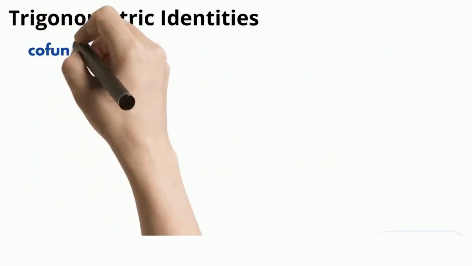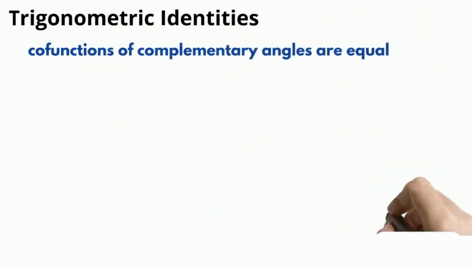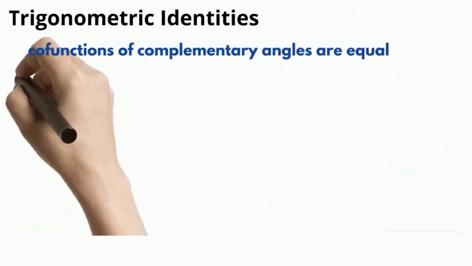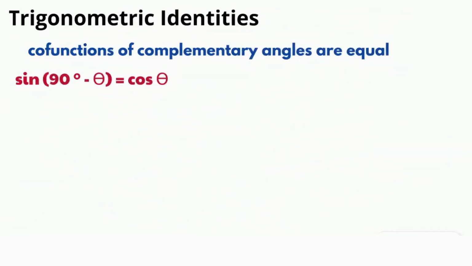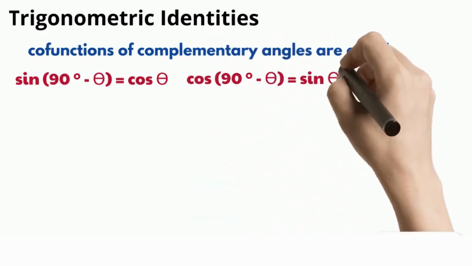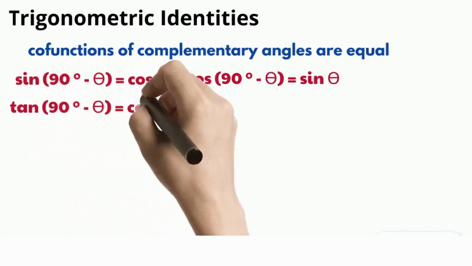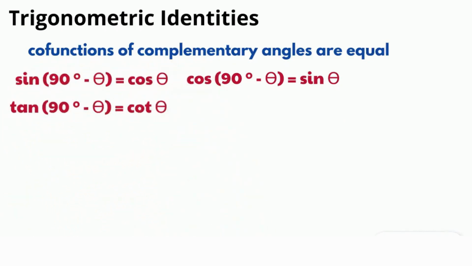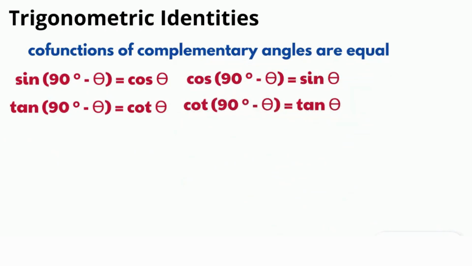Next, cofunctions of complementary angles are equal. Let's see. Sin of 90 degree minus theta is equal to cos theta. Sin and cos are cofunctions. Same thing, cos of 90 degree minus theta is equal to sin theta. Next, tan of 90 degree minus theta is equal to cot theta. Tan and cot are cofunctions. Same thing, cot of 90 degree minus theta is equal to tan theta.